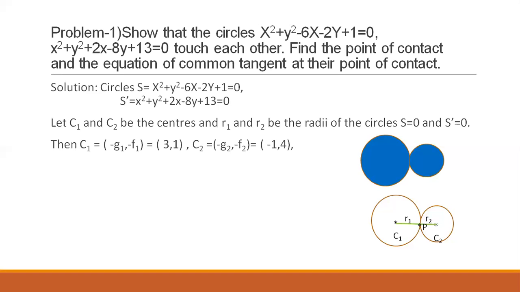Then C1 is equal to minus g1, minus f1, that is from the first circle (3, 1), and C2 is equal to minus g2, minus f2, that is from the second circle (minus 1, 4). And R1 is equal to root of g1 square plus f1 square minus c1. Substituting the values, (minus 3) square plus (minus 1) whole square minus 1, whole to the power of 1 by 2, is equal to under root of 9 plus 1 minus 1, which is equal to root 9, that is 3.